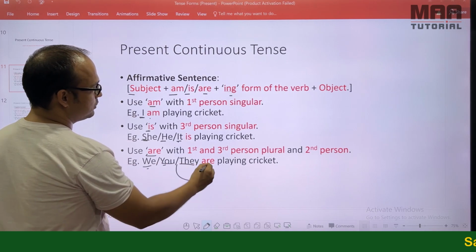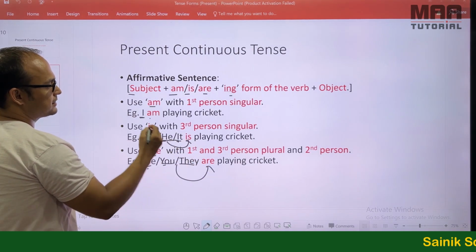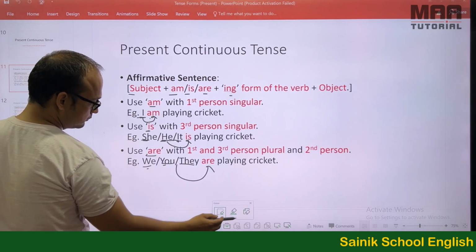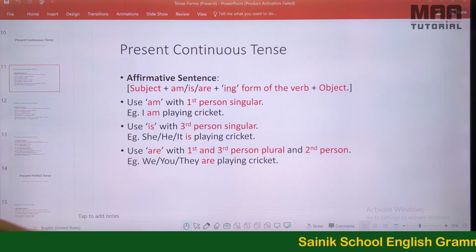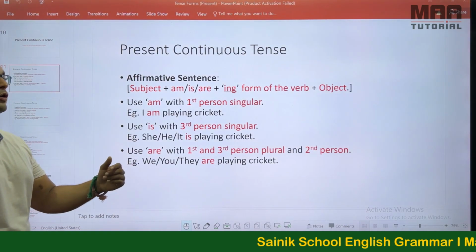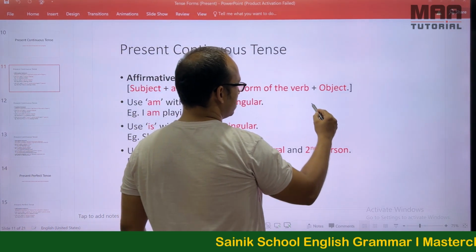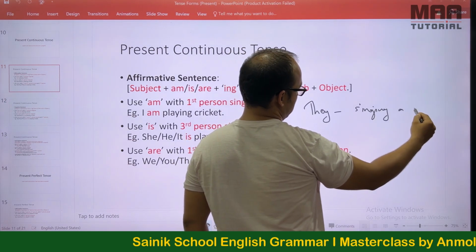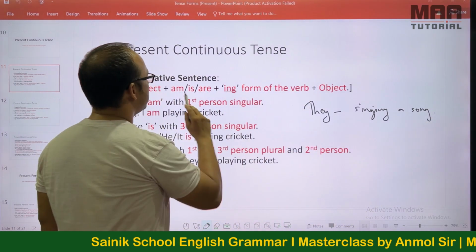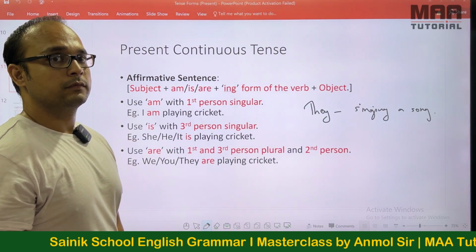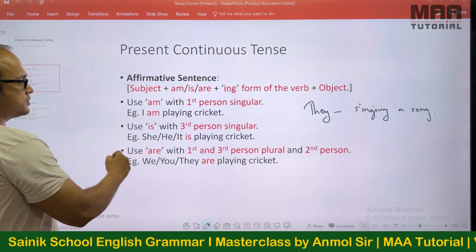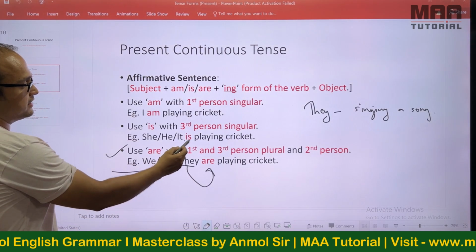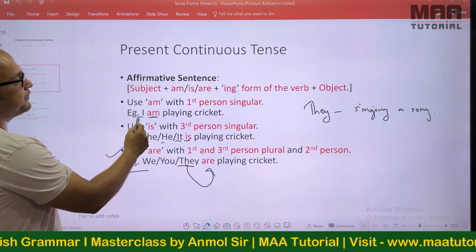So with we, you and they we use are, with she, he, it we use is, and with I we use am. Make sure you're copying down this and trying to make a few sentences of your own. For example, if I ask you, they dash singing a song, what will come here? Will it be am, is or are? They dash singing a song. If you said are, you are correct because with they, you will use are. You will use is with she, he and it, and you will use am with I.